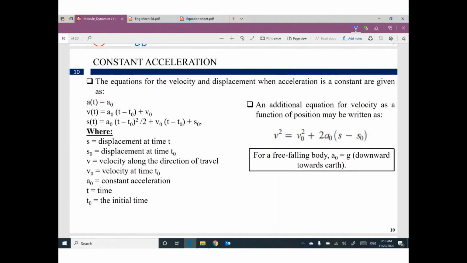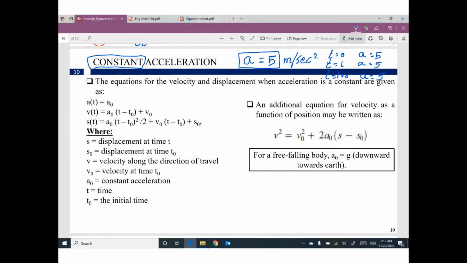That makes sense. But today we will cover another topic, another part of dynamics. I'm talking about constant acceleration. That means acceleration equals 5 meters per second squared. So at time equal 0, acceleration equals 5. At time equal 1, acceleration equals 5. At time equal 100, acceleration equals 5. Because acceleration is given as a constant.